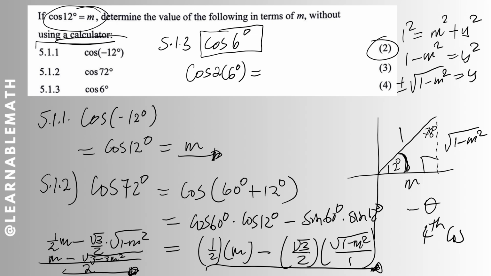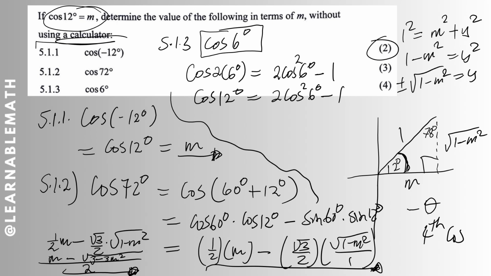Okay, so cos 2 into 6 degrees, if you express it, will be 2 cos squared 6 degrees minus 1, if you use a double angle rule, right? This is squared. But we know this one, cos 2 times 6 is the same as what? As cos 12 degrees. 2 times 6 is 12. Then you have 2 cos squared 6 degrees minus 1. We know that cos 12 is m, so m is equal to 2 cos squared 6 degrees minus 1. Then we can now go and solve for that cos 6 degrees.